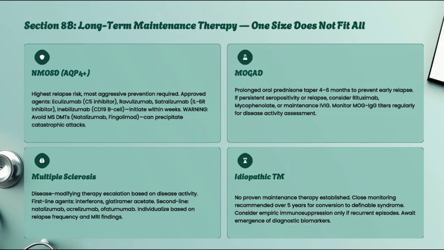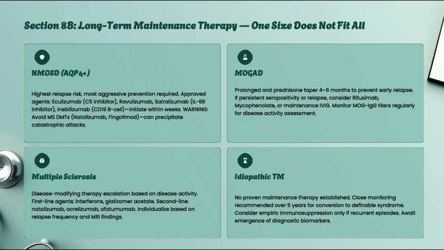In AQP4-positive NMOSD, relapse prevention is critical because each attack may leave substantial permanent disability. Approved targeted therapies include eculizumab, ravulizumab, satralizumab, and inebilizumab. These reflect modern precision therapy directed at complement pathways, interleukin-6 signaling, or B-cell depletion. An extremely important clinical warning is that certain multiple sclerosis disease-modifying therapies may worsen NMOSD. This includes agents such as fingolimod and natalizumab. Misclassification can therefore be dangerous.